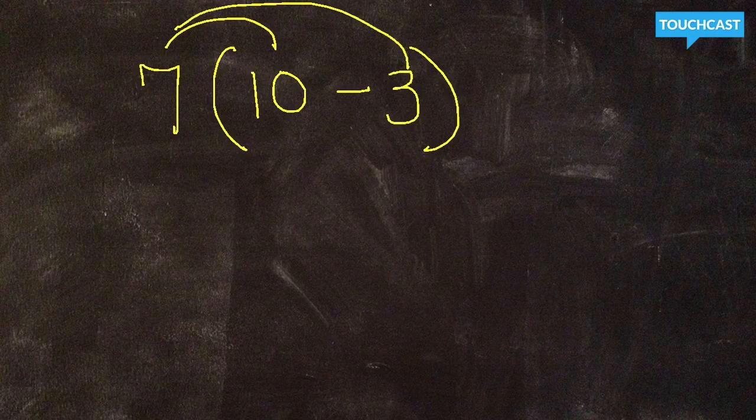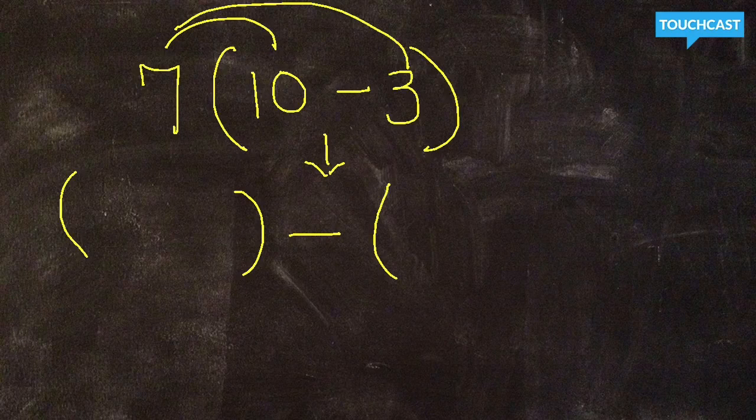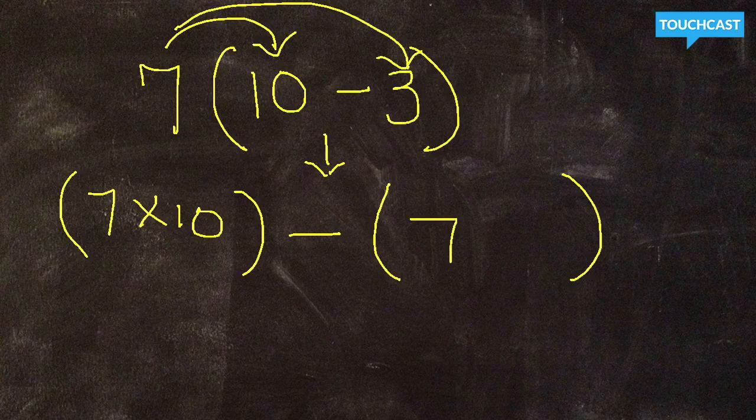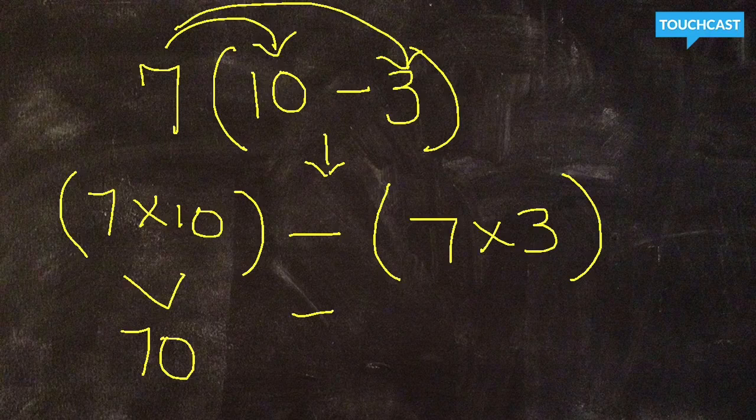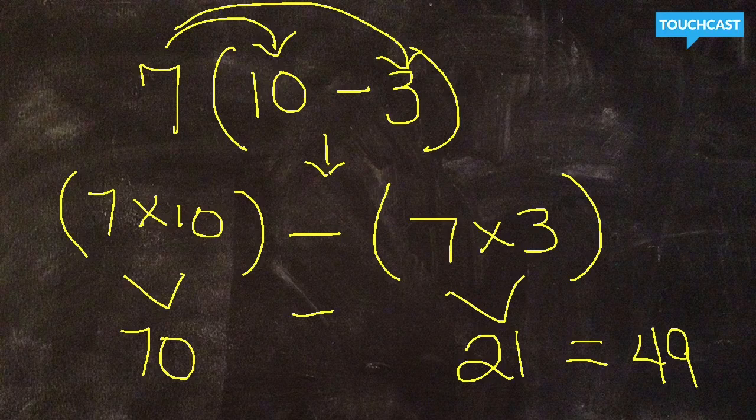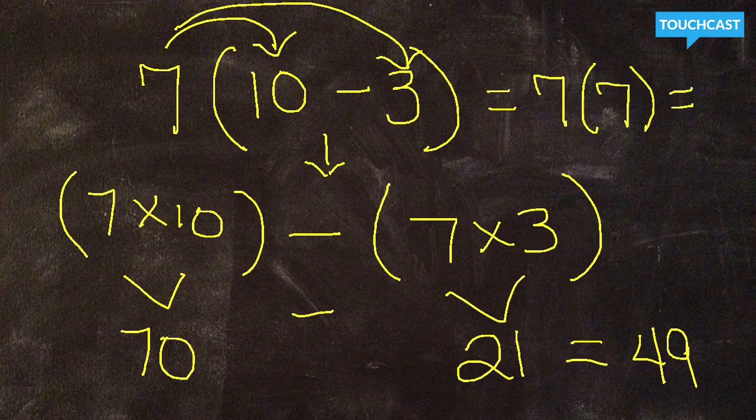This looks exactly the same way as we did before. We rewrite this as two problems. One thing I would like you to know right away is you take the sign from in between the parentheses and bring it right down. So this would be subtraction instead of addition. And then we do our multiplication. 7 times 10 minus 7 times 3. 7 times 10 is 70, minus 7 times 3 is 21. Okay, 70 minus 21 is 49, which is the same thing as this, which is 7 times 7, which is also 49.